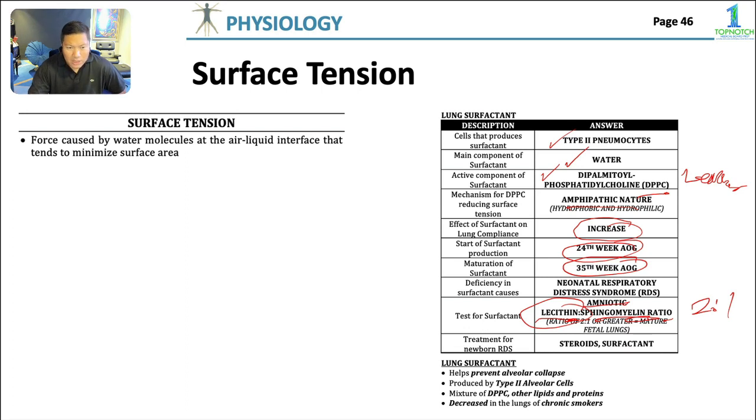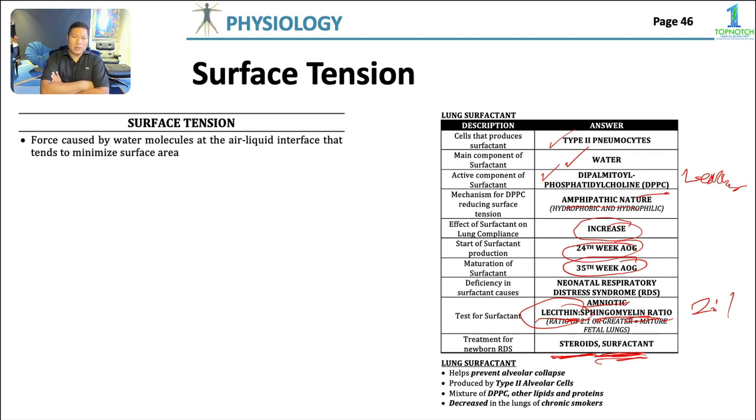Treatment for a newborn with respiratory distress syndrome: steroids if the baby is not yet born, surfactant if the baby is already born. The steroids will hasten the maturity of your surfactant. So if the baby is not yet born, use that. If already born, use synthetic surfactant.